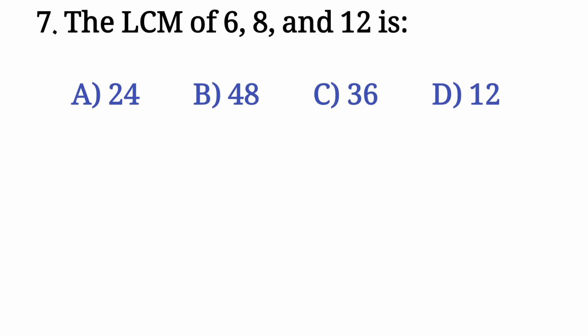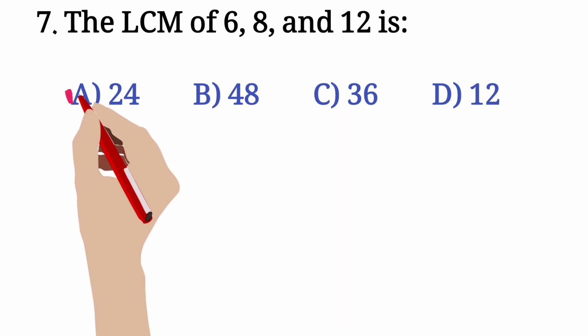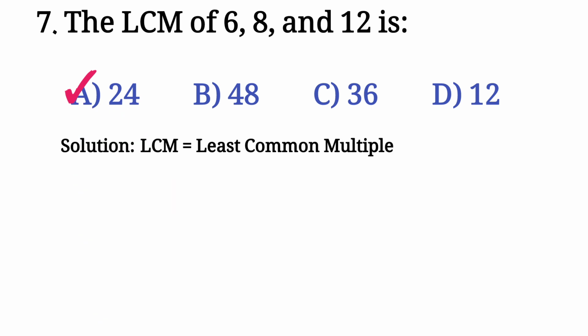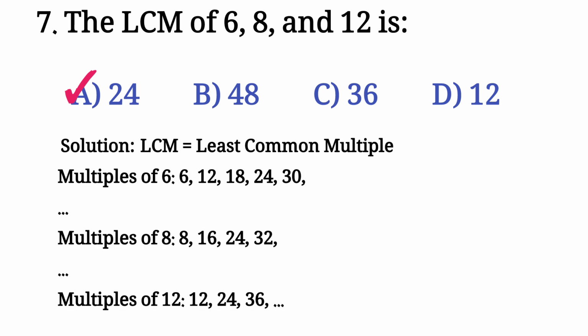Question number 7. The LCM of 6, 8 and 12 is. The correct option is option A, 24. LCM means least common multiple. Multiple of 6 and multiple of 8 and multiple of 12. So the smallest common multiple is equal to 24.